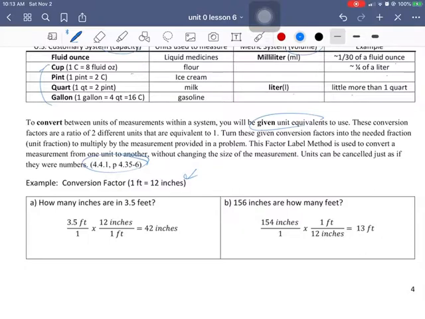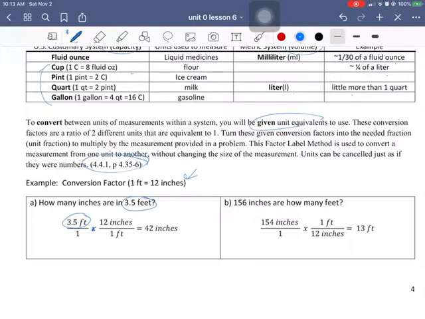So conversion factor, let's start with an easy one. 1 foot equals 12 inches. How many inches are in 3.5 feet? There are several ways to do this problem. I want to show you one way, which is to put the given information from the problem over a 1, okay? And then times, you can put a dot there if you want, the conversion in the proper order.